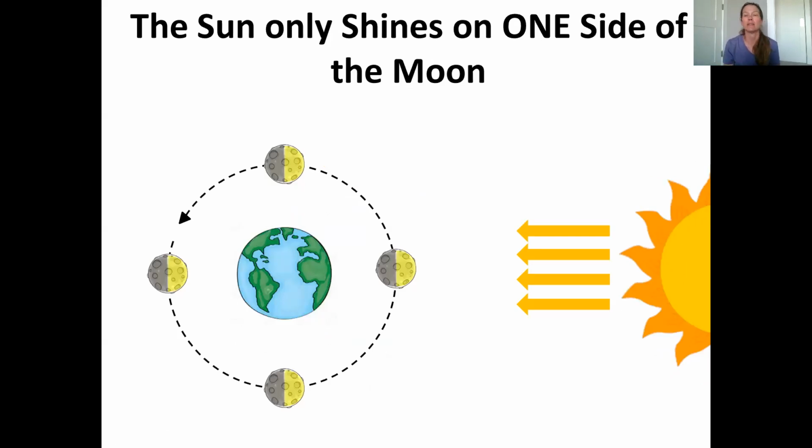As you can see, though, the sun is only going to be able to shine on one side of the moon at a time. So as the moon is making its orbit here around the Earth, the sun is continuing to shine on it, but depending on where it is in its orbit, it's always going to be shining on the one side. This side over here is never going to receive any of the light. We call that the dark side of the moon.